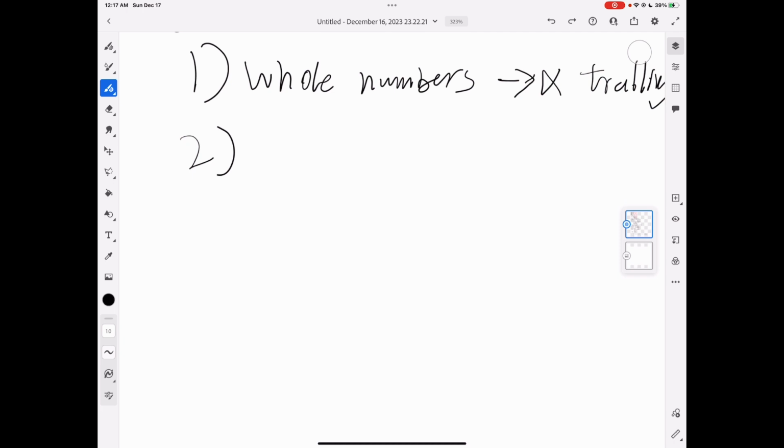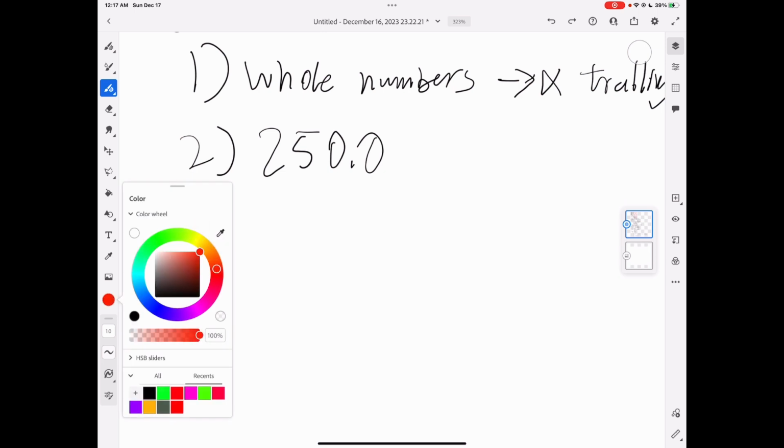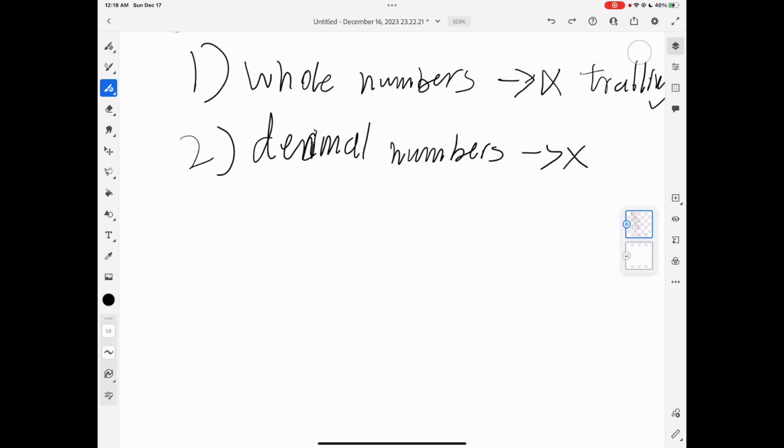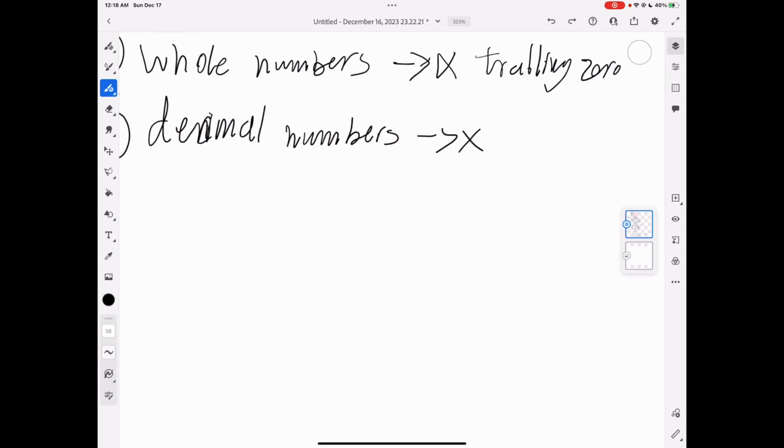So for decimal numbers, all whole numbers are significant, including the trailing zeros. So if I had 250.0, you say that this value is a significant figure. However, if we did not have this decimal, this is not a significant figure. And another thing to note is that leading zeros do not count as significant figures.